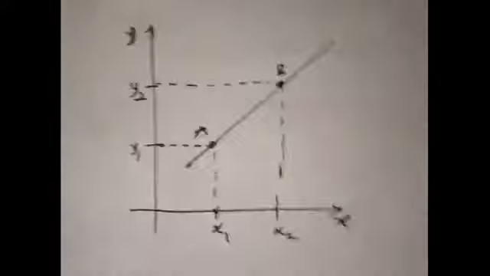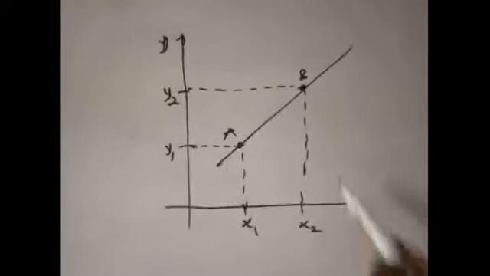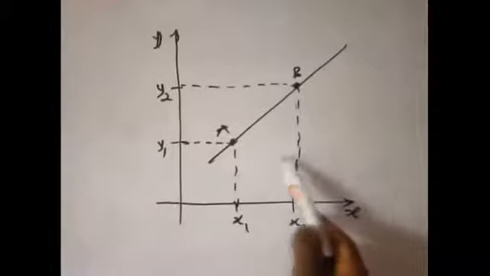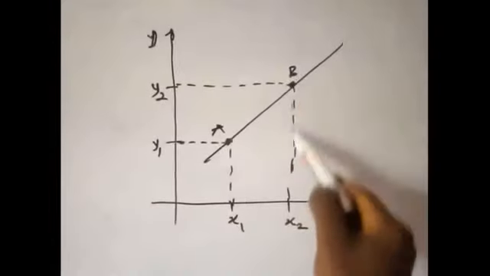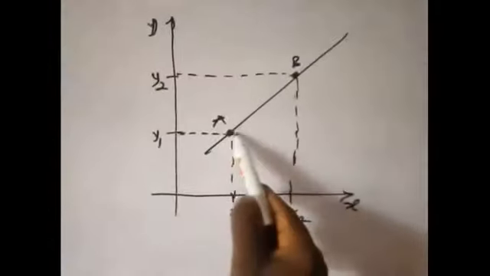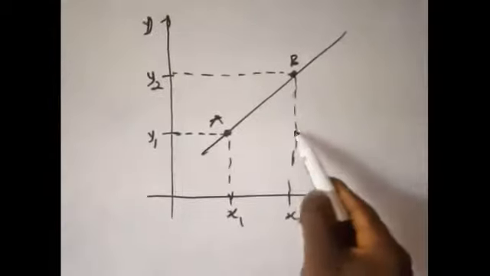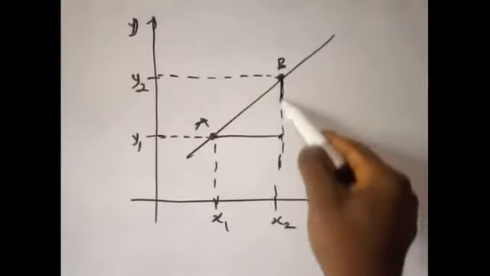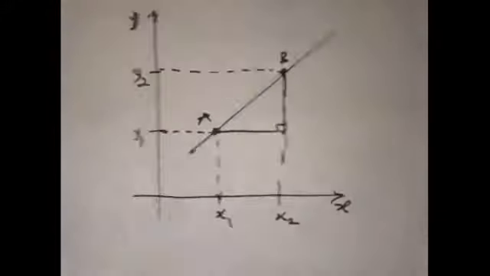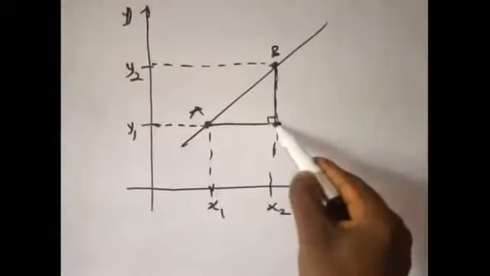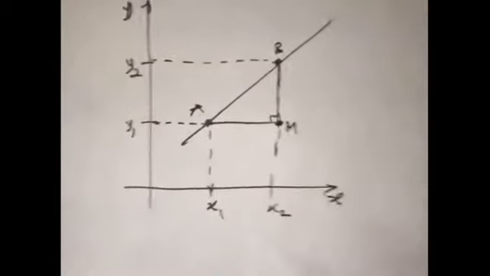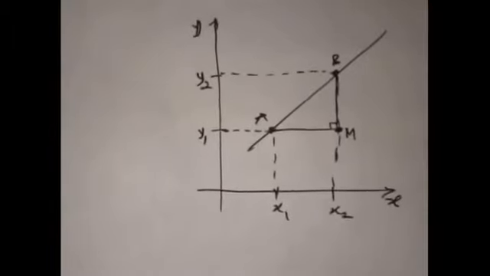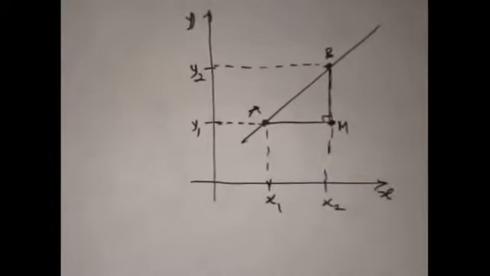Now, from the definition of gradient, gradient is defined as the ratio of the increment of the vertical axis to that of the horizontal axis. If you join these points together this way, we locate this one. Now this gives us a right angle triangle. Let's call this point N. Gradient of a line can also be called slope, and it is denoted as small letter m.